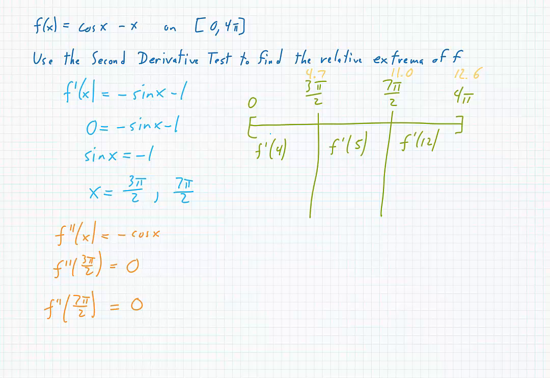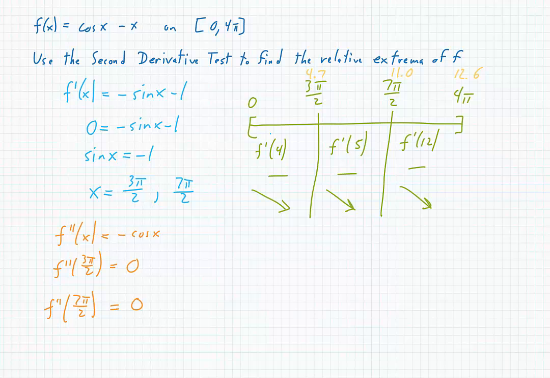So if I take negative sine of 4, I've already made sure my calculator is in radian mode, so this will work. I get a negative value, which says we're decreasing. And if I take negative sine of 5 and subtract 1, looks like I also get a negative value, so I'm still decreasing. And if I take negative sine of 12 and subtract 1, I also get a negative value. So it looks like this function doesn't have any relative extrema, at least not on this interval.